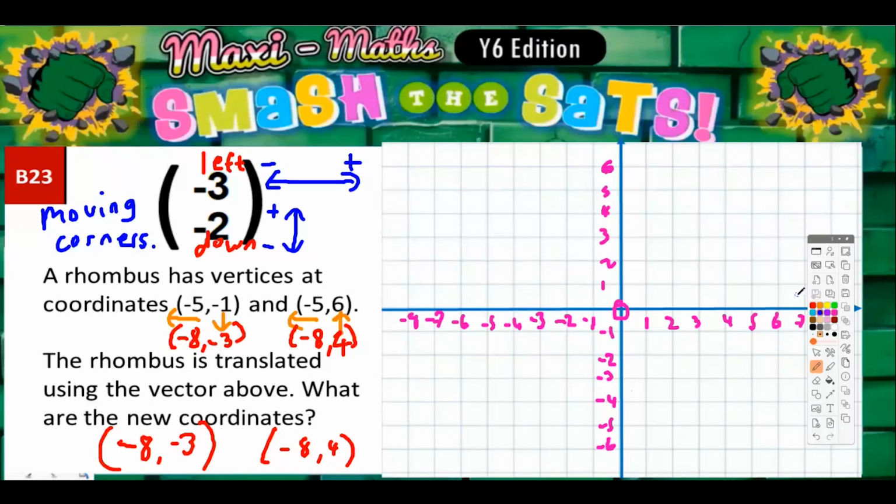Now, I think at this point it's worth saying that a rhombus actually has 4 corners, and we're actually only given the coordinates of 2 of them, so we don't know the other 2 corners. But let's not worry about that at the moment. That actually doesn't really matter.